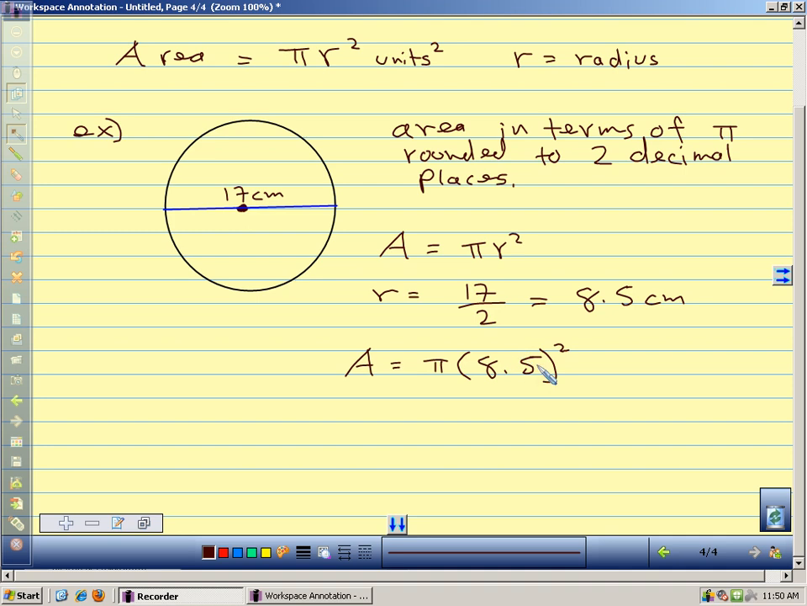And if I square 8.5, I get 72.25 pi centimeters squared. So 8.5 squared is 72.25. I keep the pi in there to give my answer in terms of pi. Now rounded to 2 decimal places, I'm just going to calculate this in my calculator. And if I plug this into my calculator, I get that the area is about 226.98 centimeters squared.